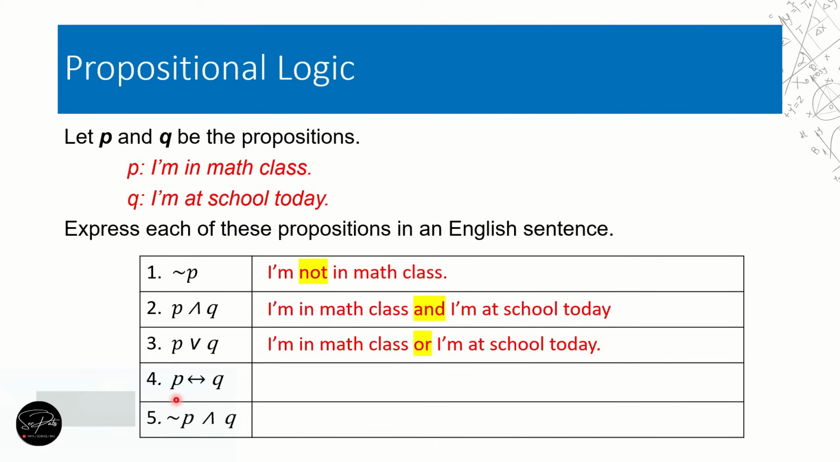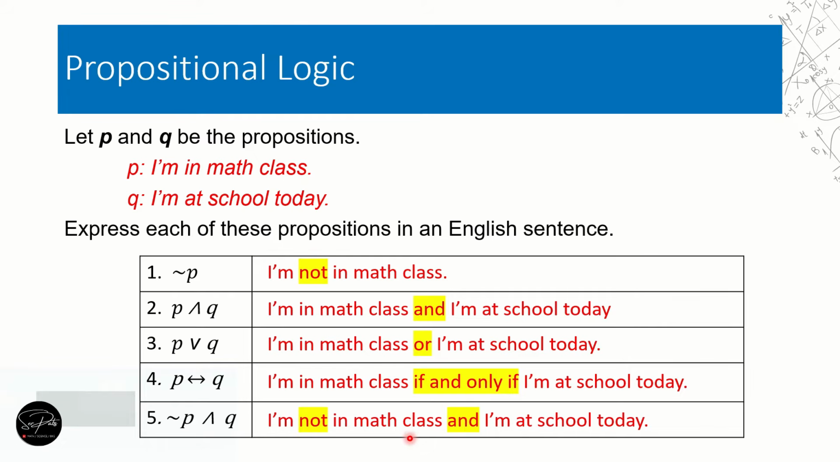For the fourth compound proposition, we have here P, if and only if Q. So that will be equivalent to I'm in math class if and only if I'm at school today. Then for number 5, kung titingnan natin si number 5, halos pinagsama siya na number 1 saka number 2. So meron tayong negation for letter P. So not P and Q. So we have here, I'm not in math class and I'm at school today.